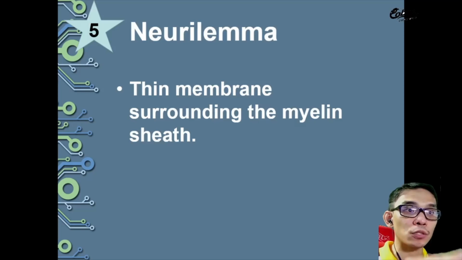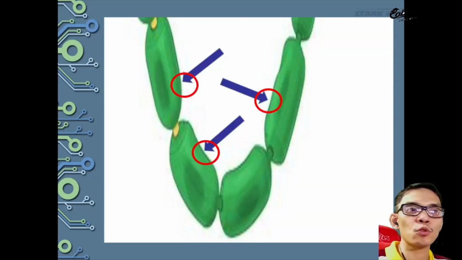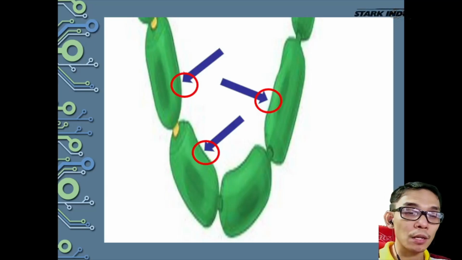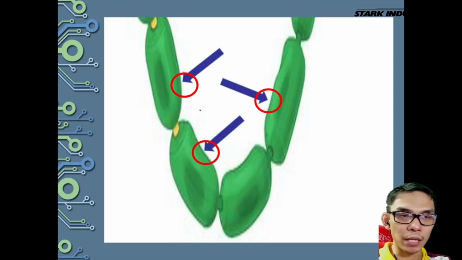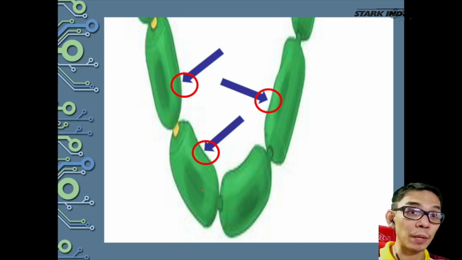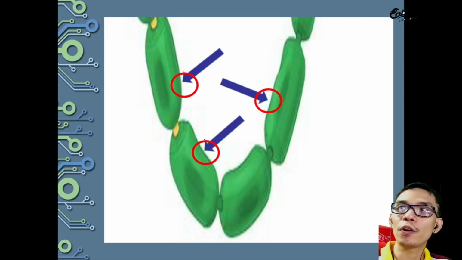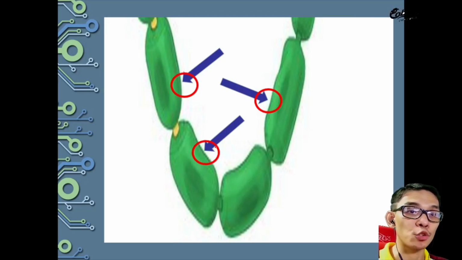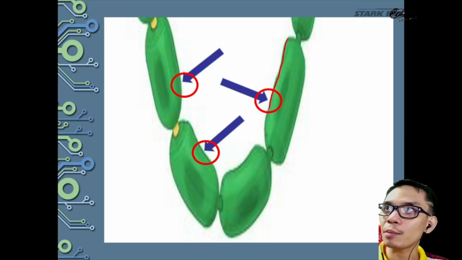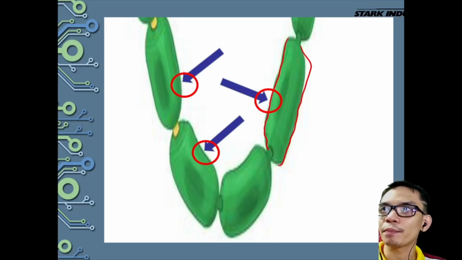Next is the neurolemma. The neurolemma is a membrane that surrounds the myelin sheath. Now, for what purpose? The purpose of this is to make the myelin sheath stay in place and not be degraded over time, so that your myelin sheath will be able to do its usual function. So this is the thin membrane around your myelin sheath, like the one that you have over here.